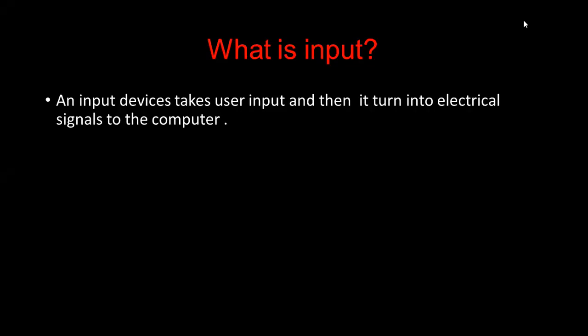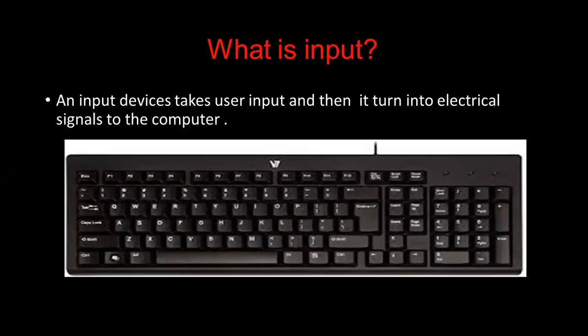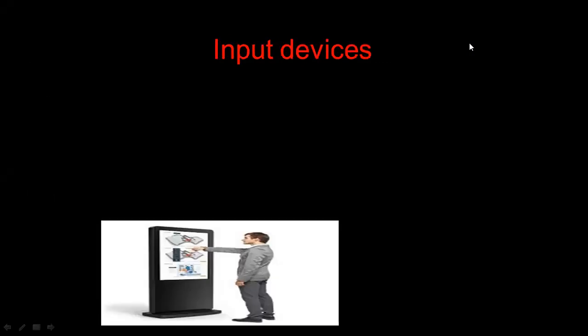An input device takes the user's input and turns it into electrical signals for the computer. How does it take instructions with the help of a keyboard? The user types the information into the computer, and after that the computer turns it into electrical signals.